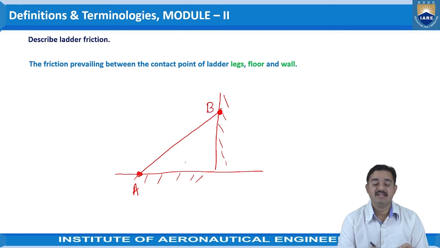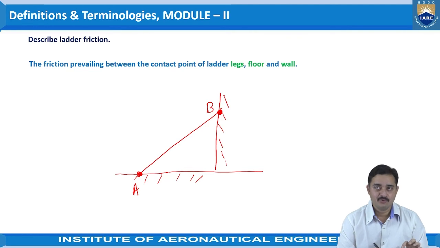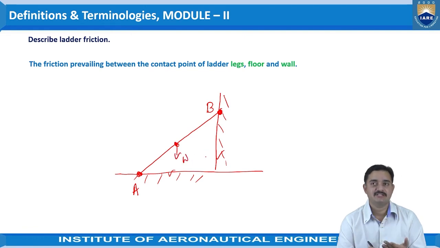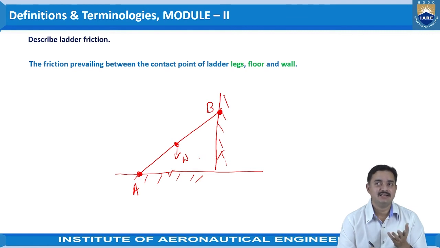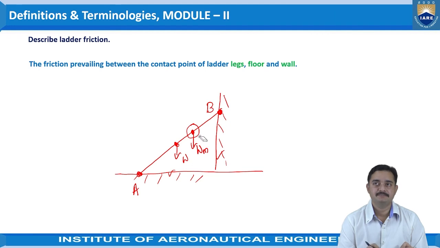Okay, A and B are the two contact points of the ladder with the floor as well as the wall. The weight of the ladder will also be considered, acting vertically downwards. And if any person is standing on the ladder or climbing the ladder, then his weight will also be considered. Weight of man. Let us say the point where the man is standing is here. Then the weight of man will also be considered.